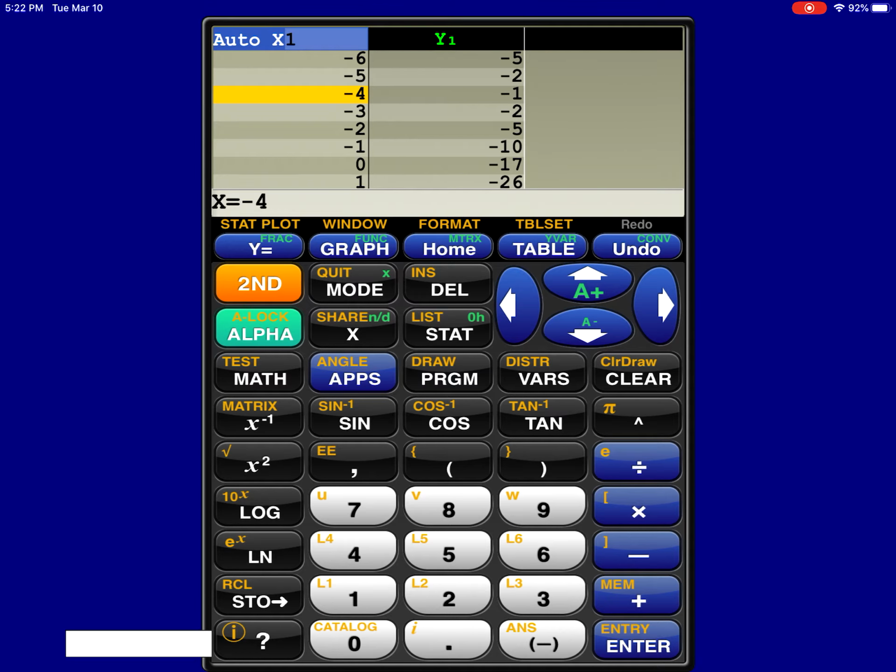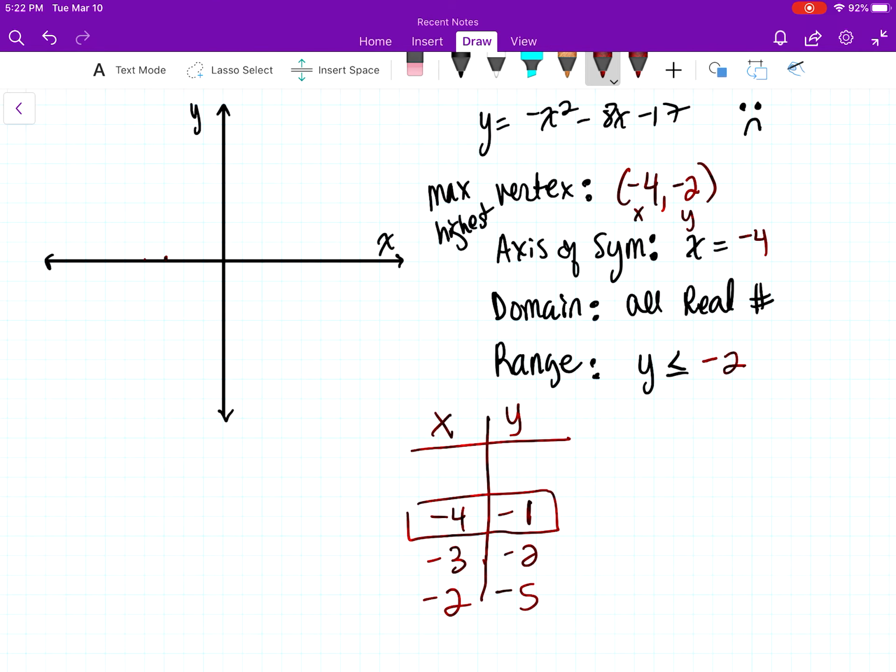Then, there we go. Then the next point is at negative 3, negative 2. Okay, so I got that point right. I just put my vertex at the wrong place. There we go. Now we're right. Now we're in business. Then we have 1, 2, 3, 4, 5. Okay. Now my vertex is here. I know my axis of symmetry, which is a vertical line, is there at negative 4. Okay. This is x is equal to negative 4.